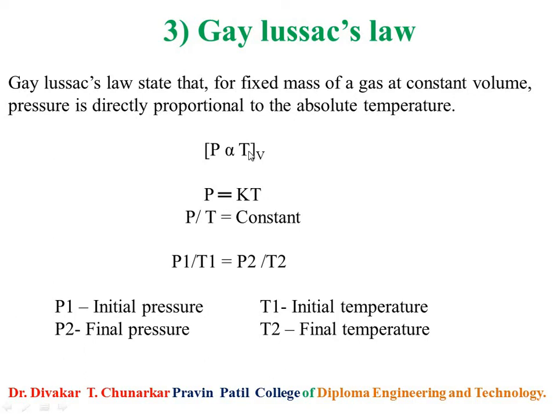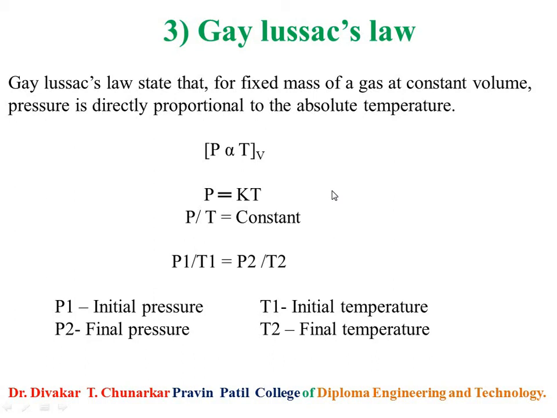In the proportionality equation and mathematical equation, P is the pressure of the gas, T is the temperature of the gas, V is the volume of the gas, and K is the gas constant. P1 is the initial pressure or old pressure, T1 is the initial temperature or old temperature, P2 is the final pressure or new pressure, and T2 is the final temperature or new temperature. So these are our gas laws.